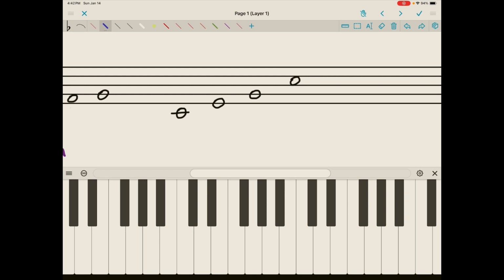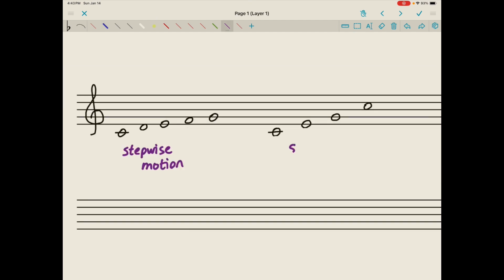So we would again begin on middle C, then we would skip over D just as we do on the staff, and we'd have an E next. We'd skip over F just as we do on the staff. So we skip over one white key, and then we have a G. We skip over two notes, two white keys, just like we skip over two notes on the staff, and then we have a C. So this would be an example of skipwise motion.